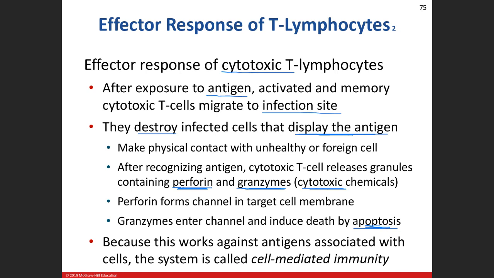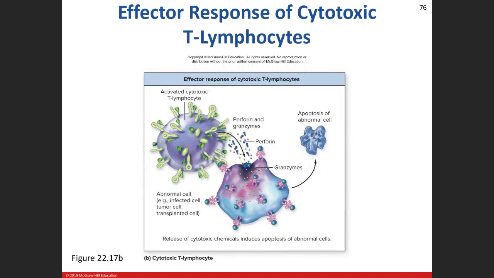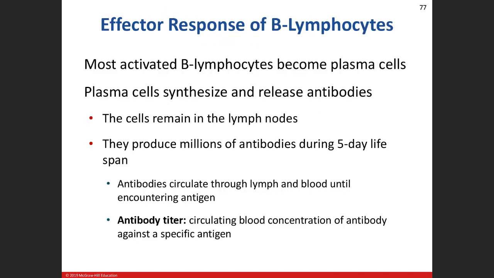So that's the effector response, and I'll show you a nice picture of that right here. So here is our activated cytotoxic T cell. It's connecting to the unhealthy cell here. It's pouring the perforins into the plasma membrane, making the holes, and then the granzymes just enter in and start destroying the inside of the cell. And it causes that cell to undergo apoptosis and die. Simple, simple, simple.